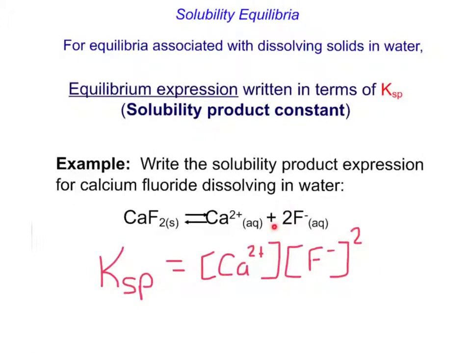We have this coefficient, and that's it. These are both aqueous, they're in solution. This is a solid, so its solubility, or its concentration, remains constant. It cannot change or fluctuate. So this would be our solubility product constant value right here. This is the equilibrium expression for this system.